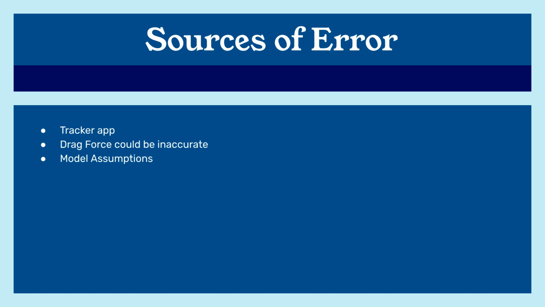Okay, so some sources of error we could have come across were the use of the Tracker app. In Tracker, you have to manually click the center of the ball for each frame. It's possible some of my clicks were off from the center of the ball, which could cause some error. And another source of error could be that the drag force we use is inaccurate. And lastly, just making different model assumptions in the graph.